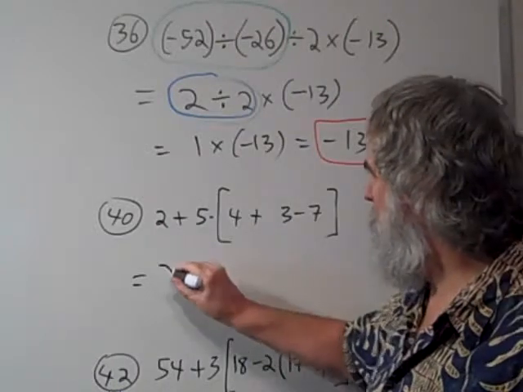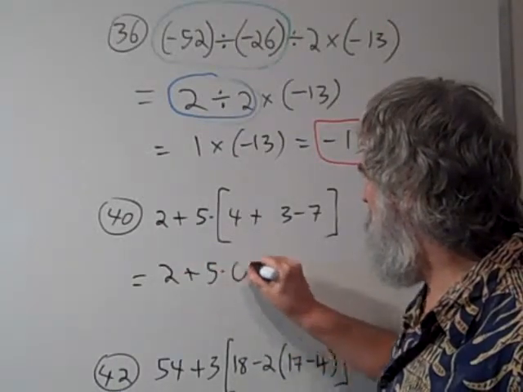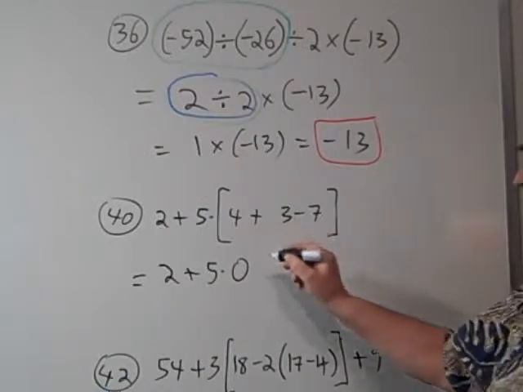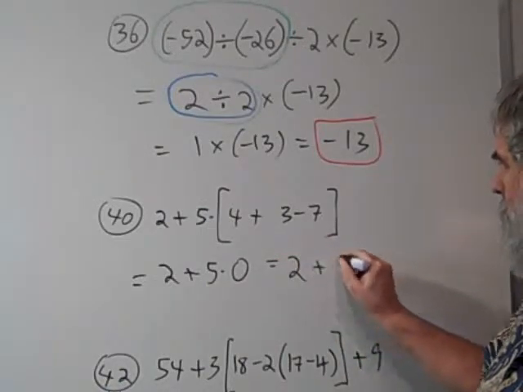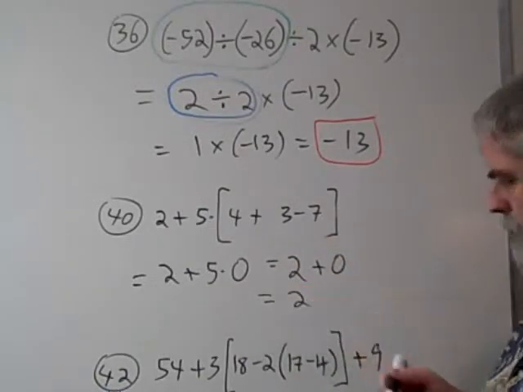So we have 2 plus 5 times 0. And so that's 2 plus 0. So this all simplifies to 2.